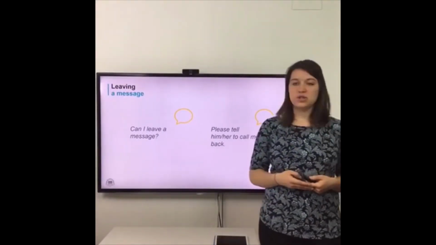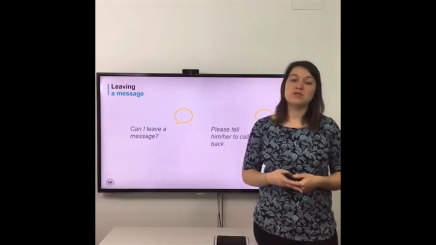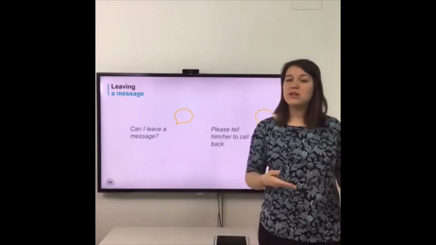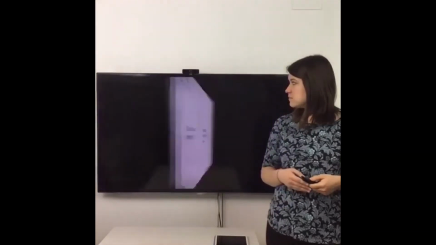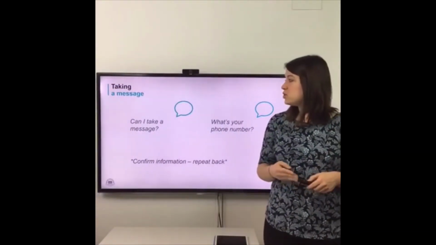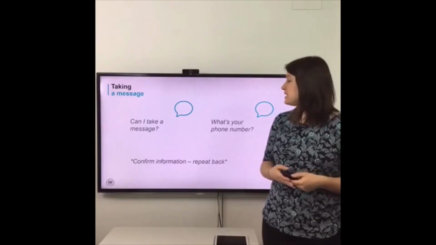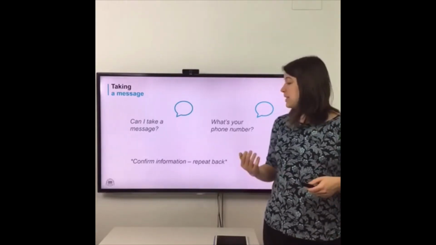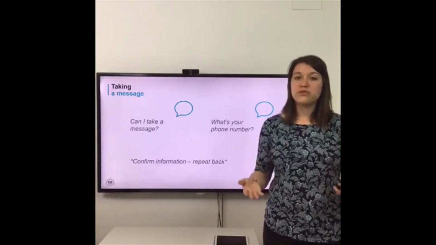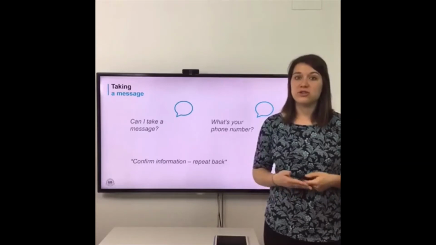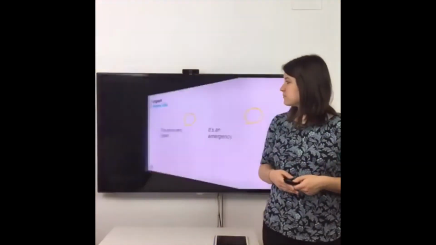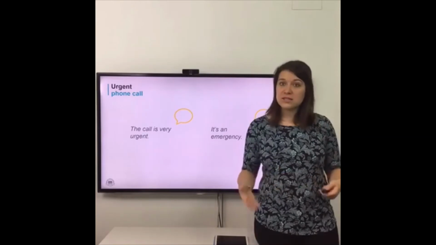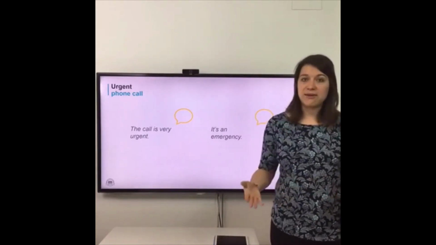Leaving a message. Maybe the person is not available, so you can ask, can I leave a message? Or please tell him, please tell her to call me back. If you need to take a message, you might ask, can I take a message? What's your phone number? It's important when you take a message to repeat back the information you've written down. So confirm the information with the caller to make sure that you have it right. If the phone call is very important or urgent, you can say, the call is urgent, or it's an emergency. I have to speak to this person.